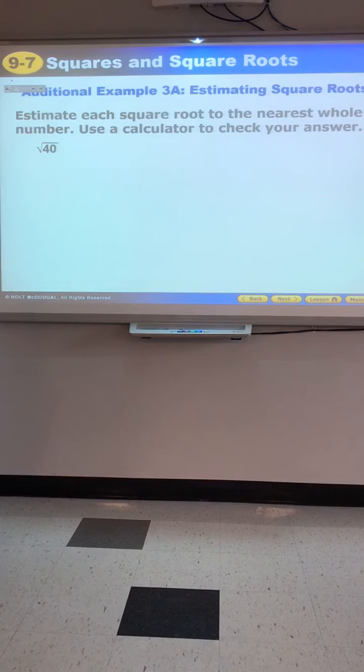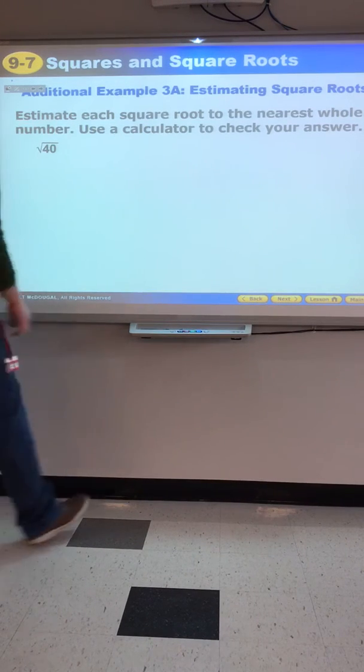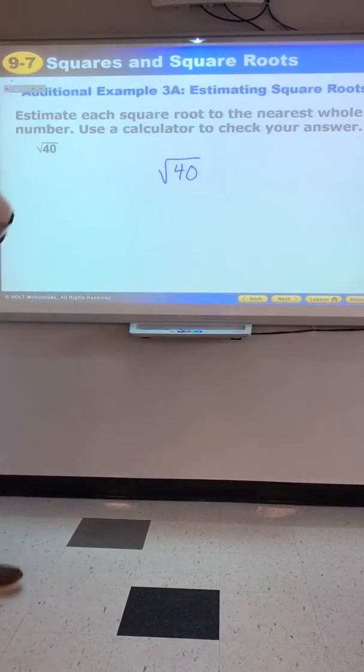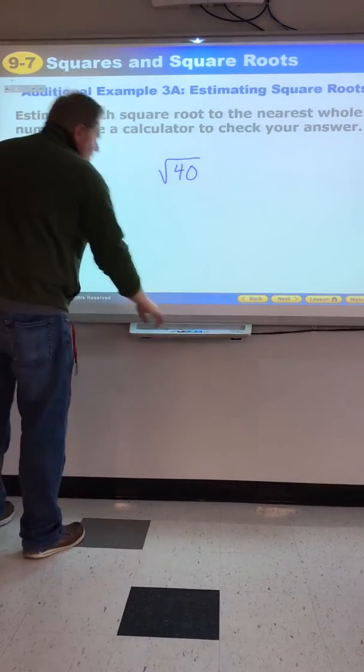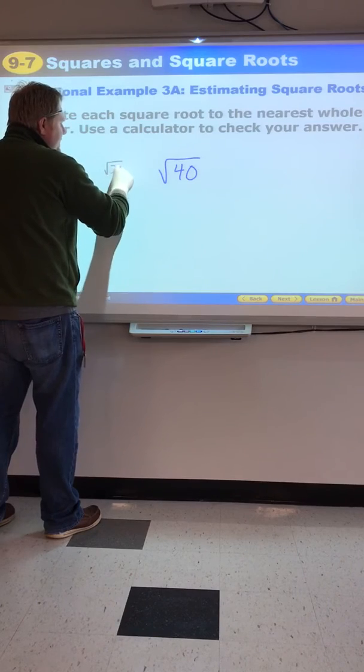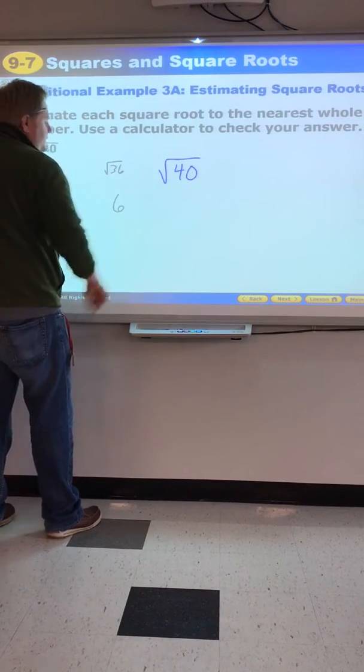Alright, now here's where we get into estimating them. This one is kind of the fun part for me because you have to think and use your logic. Some of you, this will be real easy. Others, it will be extremely hard. Don't get frustrated. So I've got the square root of 40. There is no perfect square for 40. But I've got to think, what is the closest one to 40 that's less than 40? Square root of 36 is 6.